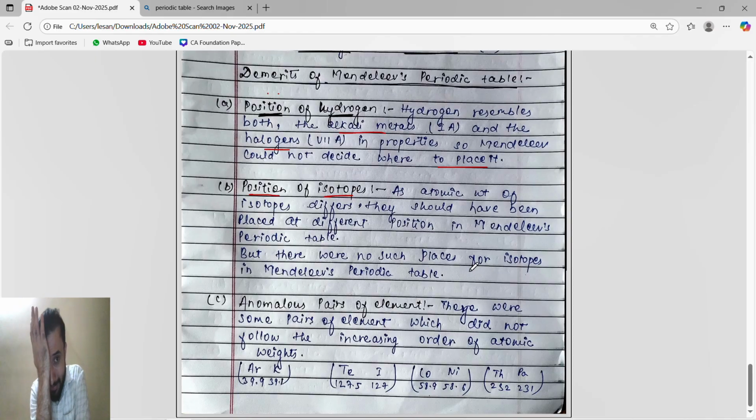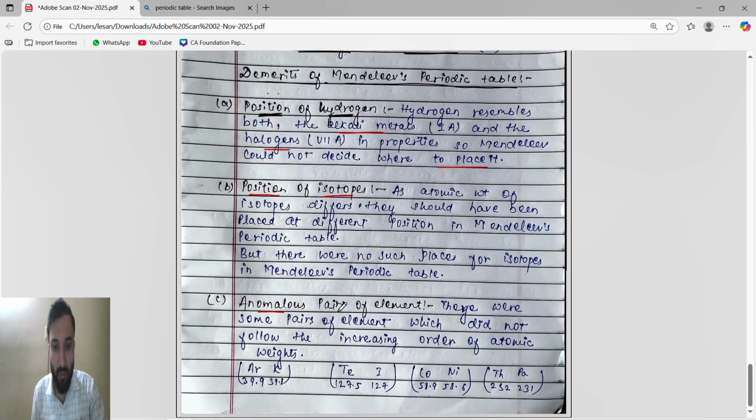मेंडेलीव बोला इतना मेहनत किया, तुम लोग फिर से डीमेरिट्स निकाल दिया, अब तो हम नहीं आएंगे, अब हम जा रहे हैं पापियों। तो पोजीशन ऑफ आइसोटोप्स, सो एटॉमिक वेट ऑफ आइसोटोप्स डिफर, तो दे शुड हैव बीन प्लेस्ड एट डिफरेंट पोजीशन, बट भैया देयर वाज नो सच प्लेस फॉर द आइसोटोप्स। लो भैया खत्म, मेंडेलीव का भी दिमाग खराब हो गया। मेंडेलीव बोला भाई भाग जा नहीं तो मार मार के मुरब्बा देंगे। मेंडेलीव बोला भाग जा भाई भाग जा, दिखाई मत देना। तो भैया हुआ क्या?